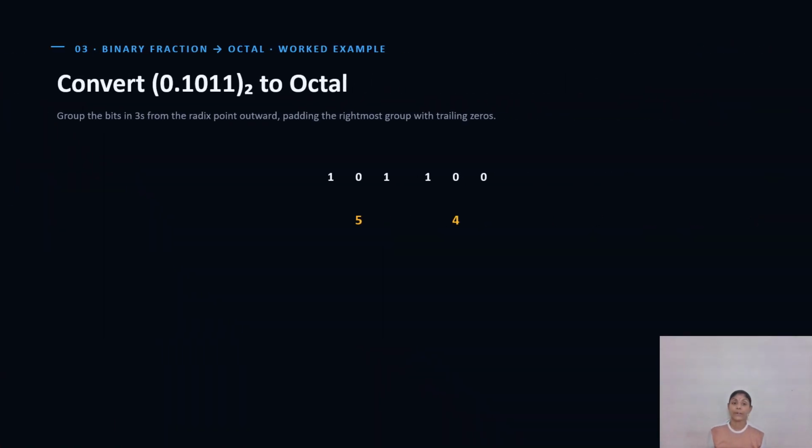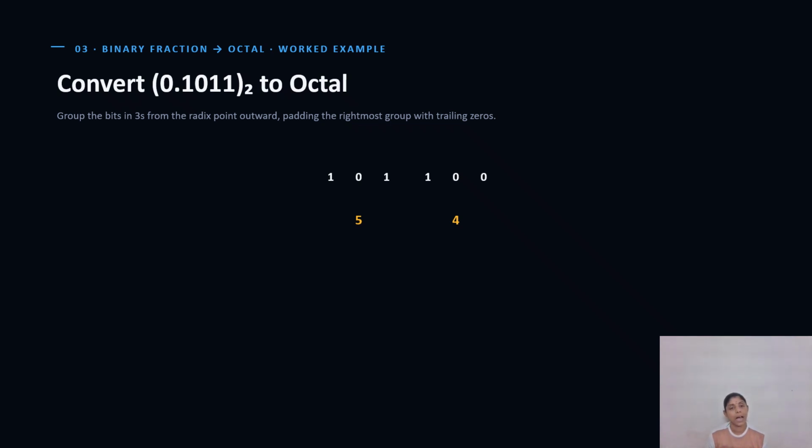Now check the binary fraction to octal as well as hexadecimal. In the last two examples, it is a real part. In the real part, you grouped from the LSB towards the MSB. If it is a binary fraction, please do the grouping from the highest bit to your lowest bit. I hope you remember.